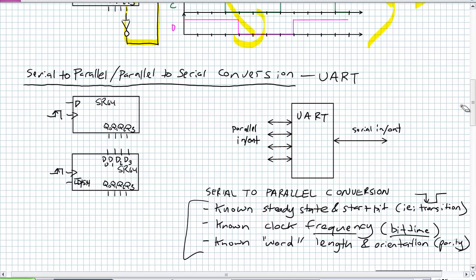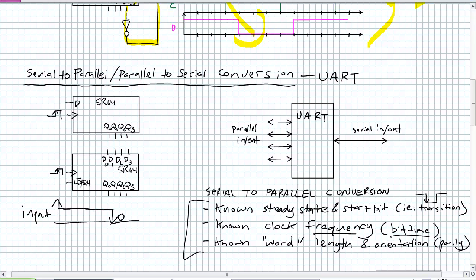Serial to parallel conversion: you have to have a known steady state. Basically, I've got an input, and if there's no data on it, it's going to stay constantly high. And I've got to have a start bit. Obviously, the steady state and the start bit should be different. So let's say that's a 0. What have I done here? All I've created is a known transition. In this particular case, it's a negative edge. You could do the opposite way. What have you created? It's a positive edge.